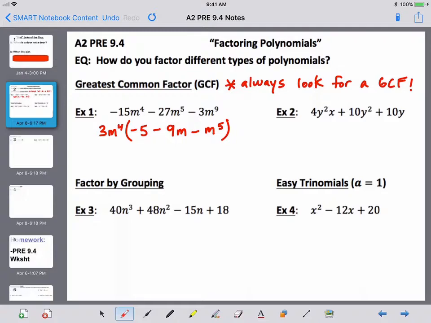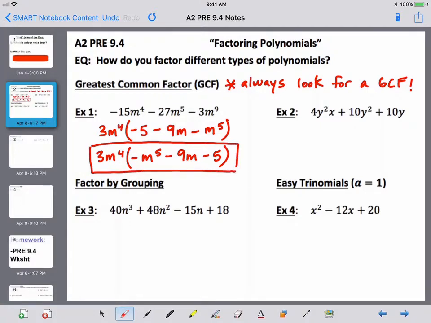All right. It's always a good idea too to put your problem in standard form. So we would start with the negative m to the power of 5 minus 9m and put the minus 5 at the end. And this here would be our final answer. This is as factored as we can make this.